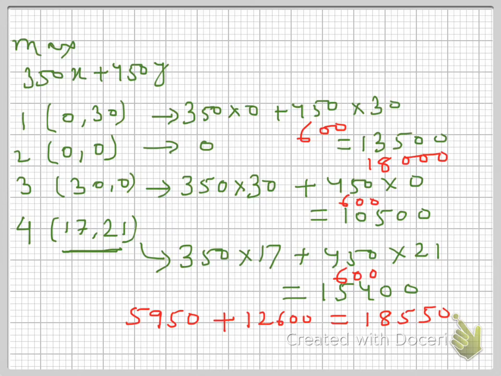Think about what will happen if the maximum profit value which you are getting, say 18,550 here, suppose you get the same value at some other point also, like this. In that case, it will be a special situation, and you can think about in detail what happens. We will discuss this in some other video.